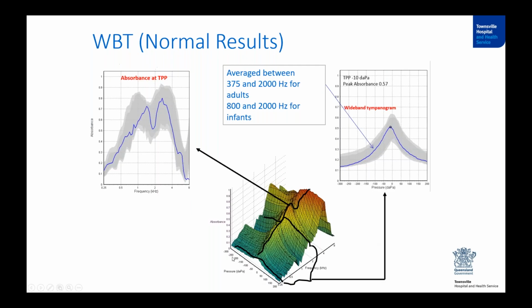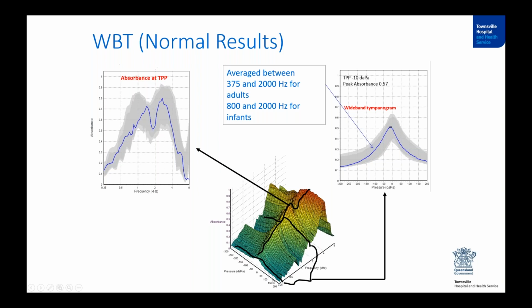So now this is the wideband absorbance tympanogram. For adults, you average between 375 and 2000 hertz, and in infants, you average between 800 and 2000 hertz. You average these graphs and you get a wideband tympanogram, which is again given in terms of absorbance. So all these pressure points are given as one single pressure curve. At that peak absorbance, you measure what the wideband absorbance is across the whole frequency range, and that is your wideband absorbance at TPP.